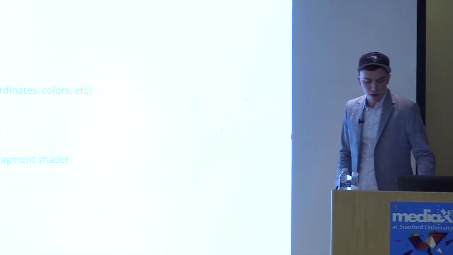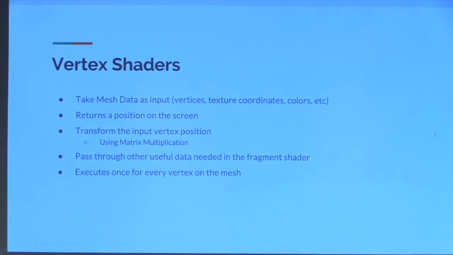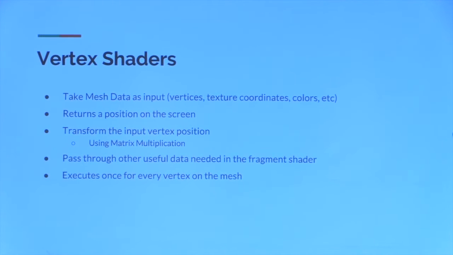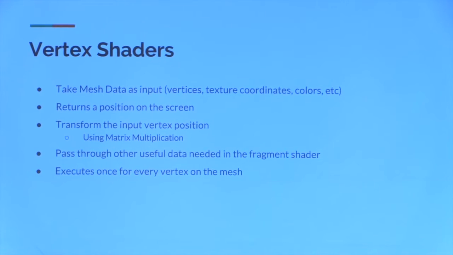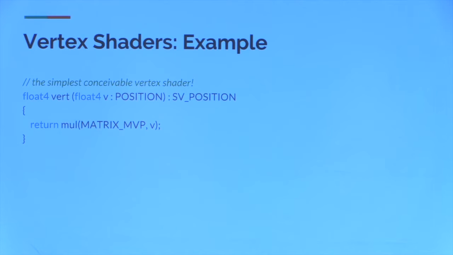So Vertex shaders take mesh data as input and they return a position on the screen. They transform that data using something called matrix multiplication. Those of you who have already taken linear algebra or plan on taking linear algebra, it's something you'll get a lot of familiarity with there. And they pass through other useful data to the fragment shader, like normals, textures, all that. The important thing here is that Vertex shaders execute once for every vertex in the mesh. So if you've got your cube made up of 8 vertices for each of 8 corners, your Vertex shader runs 8 times. So here's an example of about the most simple you can get with a Vertex shader.